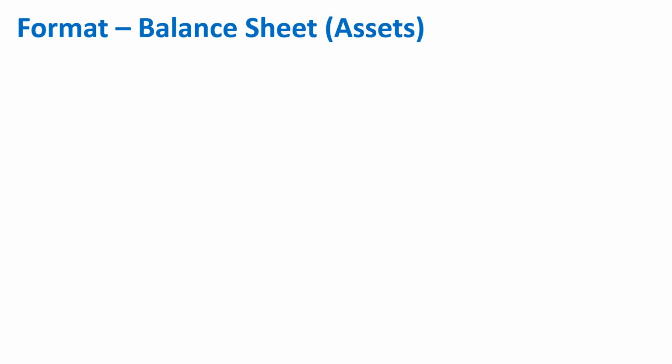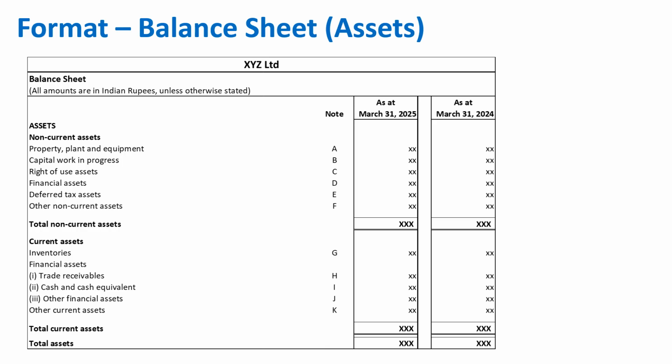Now let's check in what format the balance sheet is prepared. What I'm going to do now is that I'll be showing the format only for the assets now. Then I'll talk about asset items which need to be reported. And then I'll show you the format for liabilities and the liabilities items which need to be reported. So this is how the format is going to look.